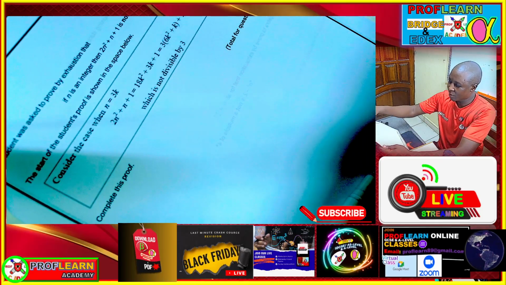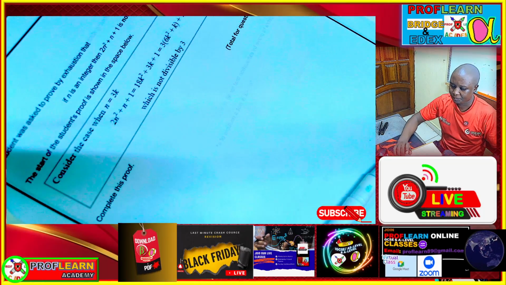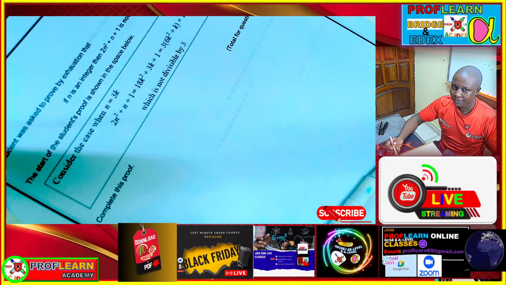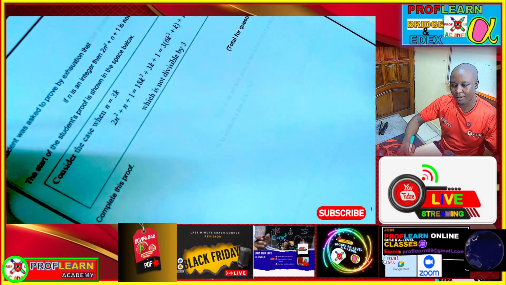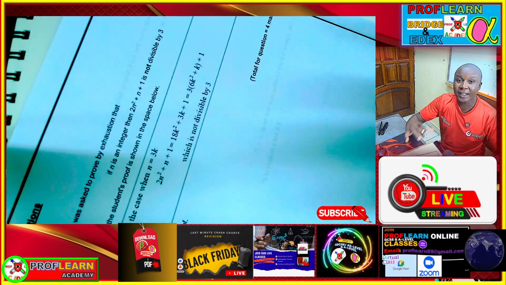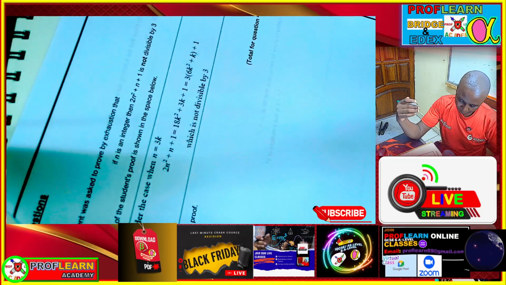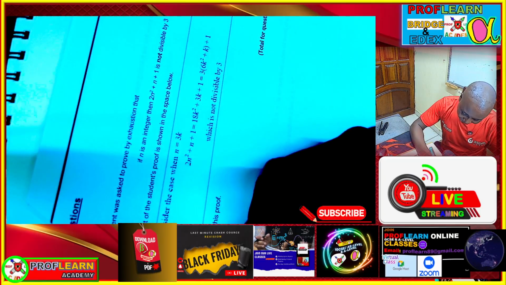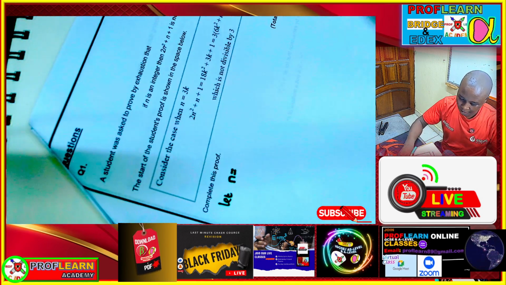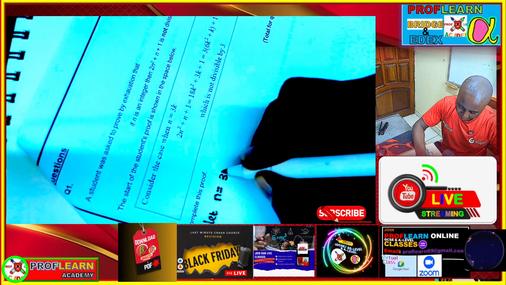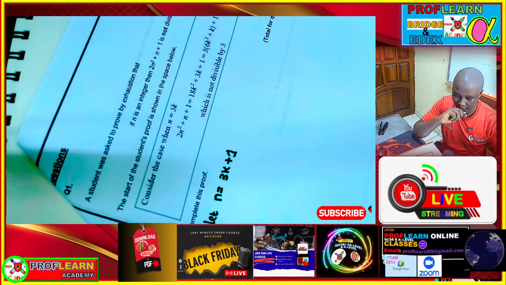So something that you need to remember here is that an integer is a positive or negative number. So it can either be an odd number or an even number. So we are going to start with: let n be equal to 3k plus 1. That is the first one we are going to start by showing.